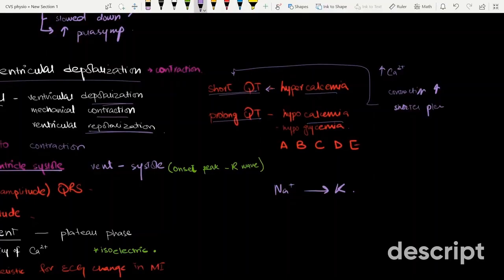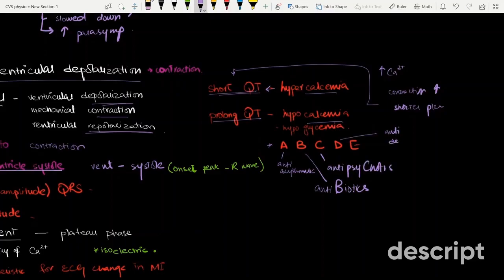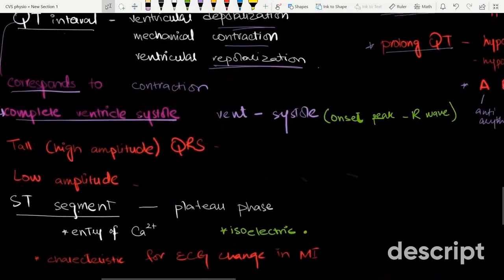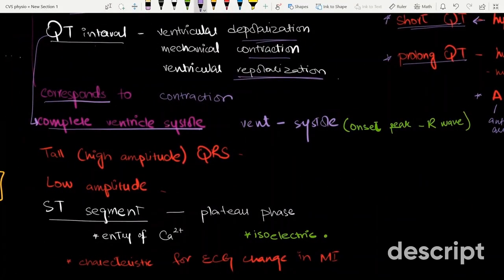Now, what other conditions are there which cause prolonged QT? One of them is hypoglycemia, and there are a few others. They can be learned via this mnemonic A, B, C, D, E. A is for antiarrhythmics, B is for antibiotics, C is for antipsychotics, D is for antidepressants, and E is for antiemetics.